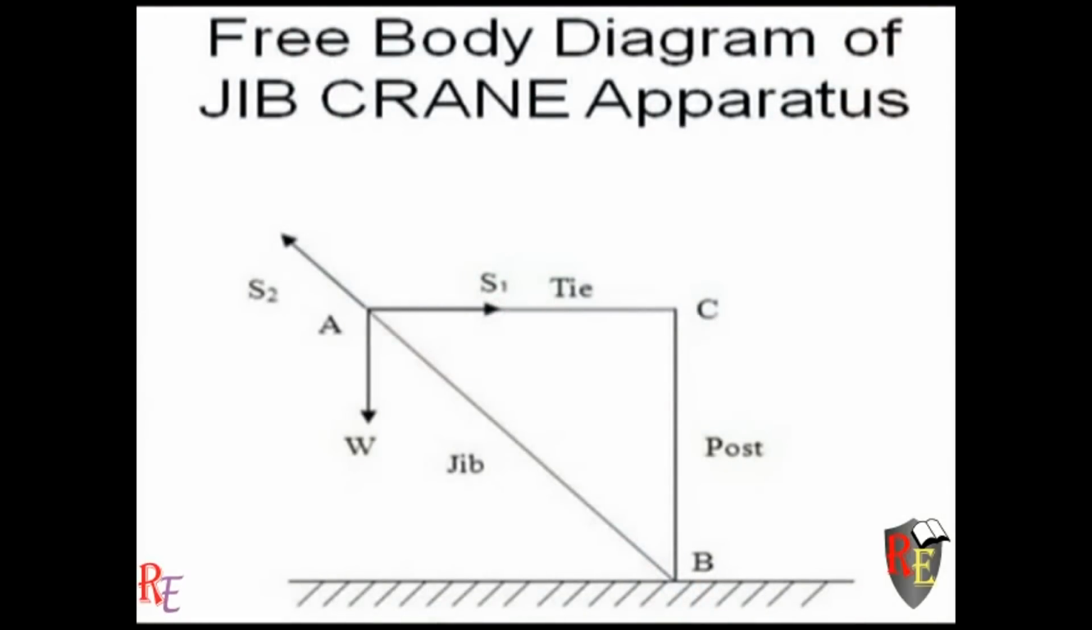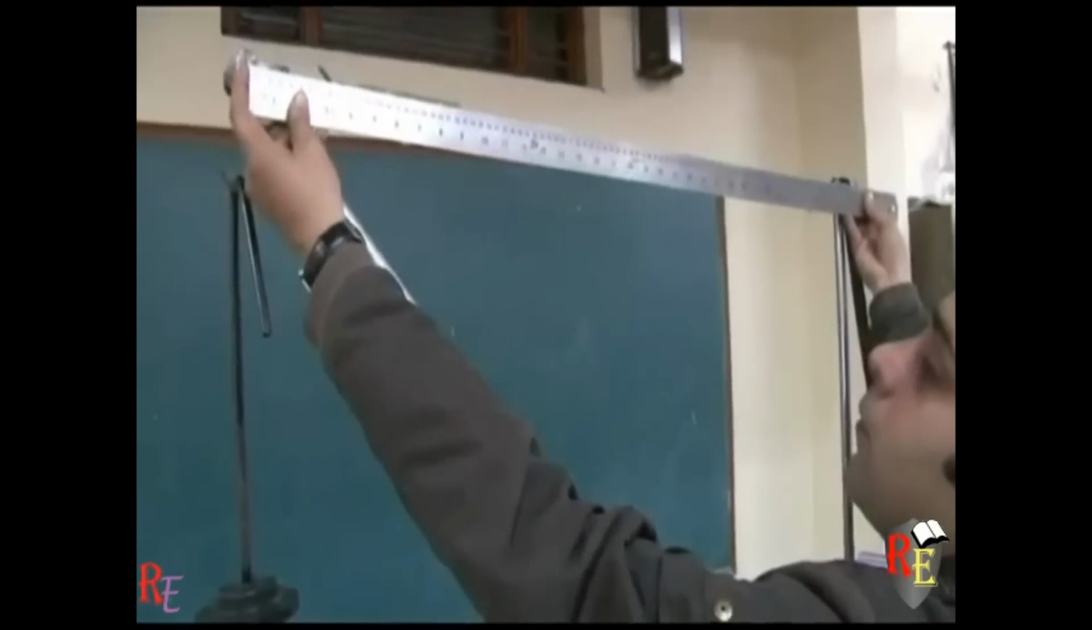In free body diagram of jib crane, AC is the length of tie member, AB is the length of jib member and BC is the length of post, which is fixed, and we measure these lengths with the help of meter scale from the centers of the pin joint in this way.